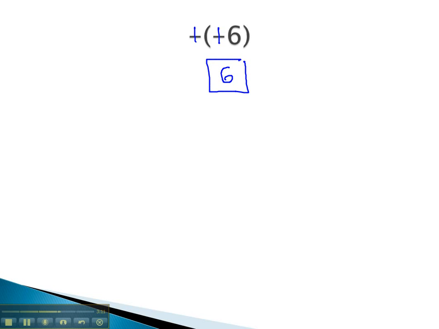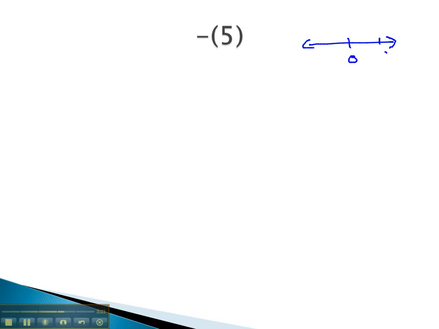Let's try another similar example. Here we're finding the opposite of 5. Again, if I think about a number line, 5 is on the right. The opposite, then, on the left, would be -5. So for this reason, we say that the opposite of 5 is simply -5. They really mean the same thing.